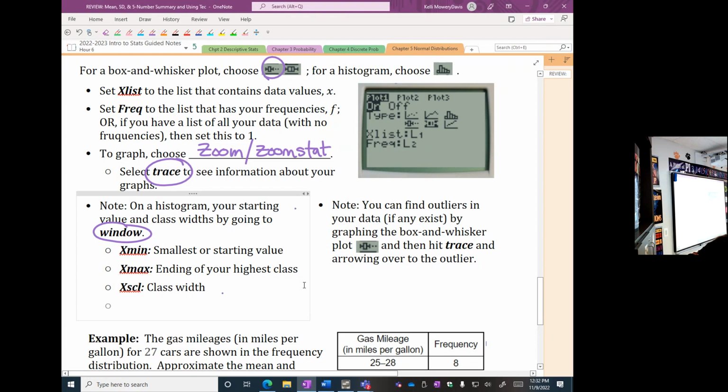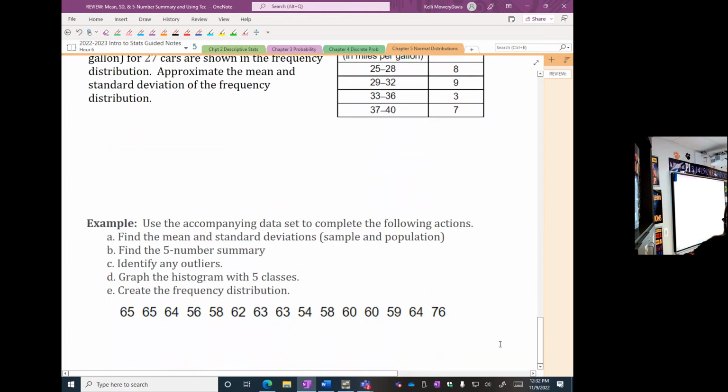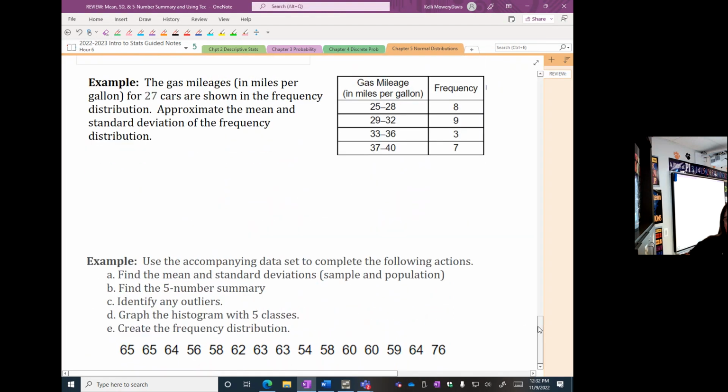All right. So now I just want to try a couple problems like you're going to see on your homework. Okay. So you still have to do a little bit of work outside the calculator, but the calculator is going to make things so much easier now. The gas mileages in miles per hour for 27 cars are shown in the frequency distribution. This is a frequency distribution. Okay. Approximate the mean and standard deviation of the frequency distribution. So I don't have X values to put in. What do I need to use for X values? You guys remember? Midpoint. The midpoint, absolutely.